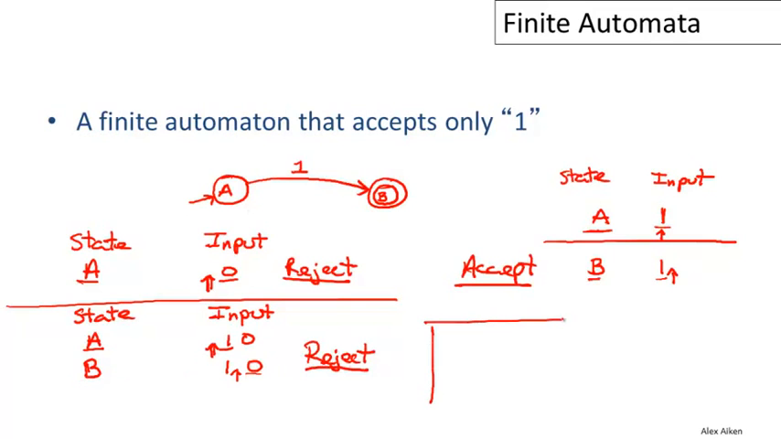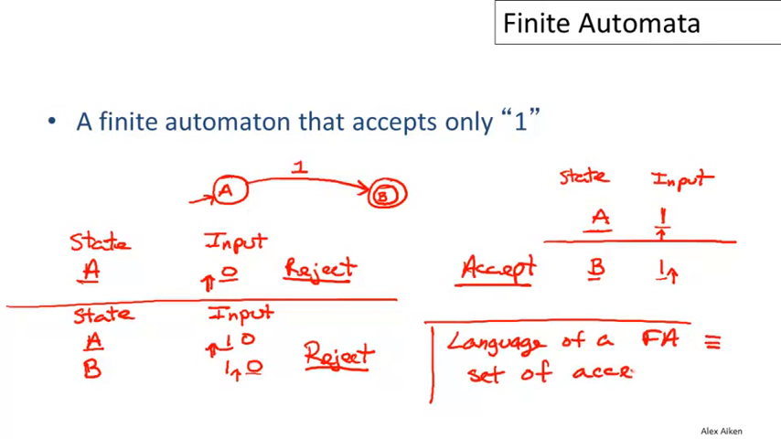And in general, we could talk about the language of a finite automaton as being equal to the set of accepted strings. Okay, so when I talk about the language of a finite automaton, I mean the set of strings that the automaton accepts.